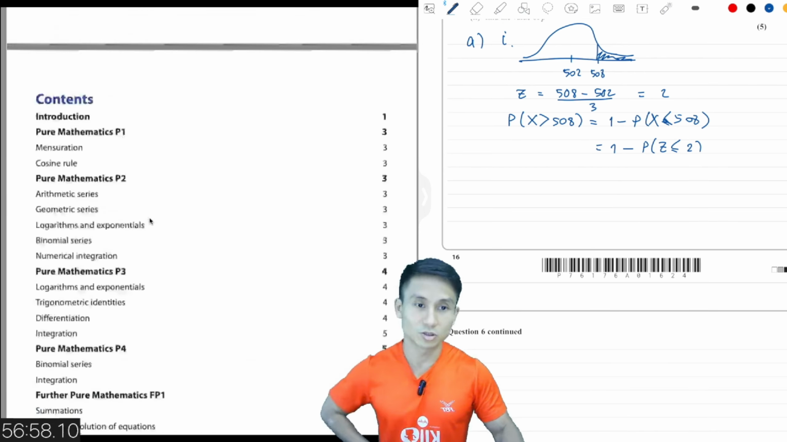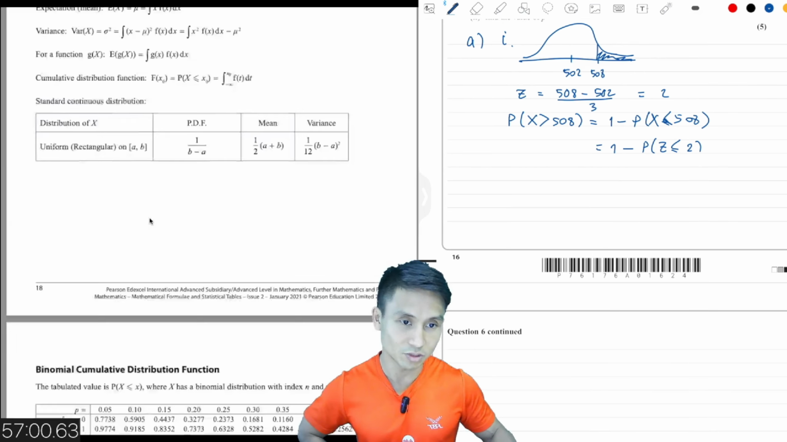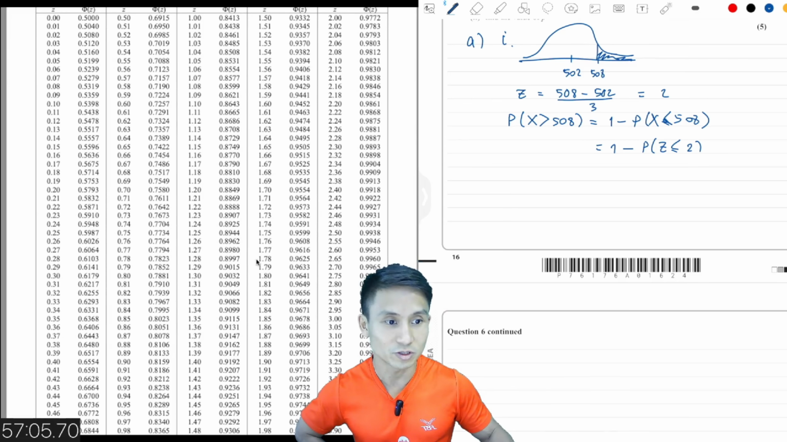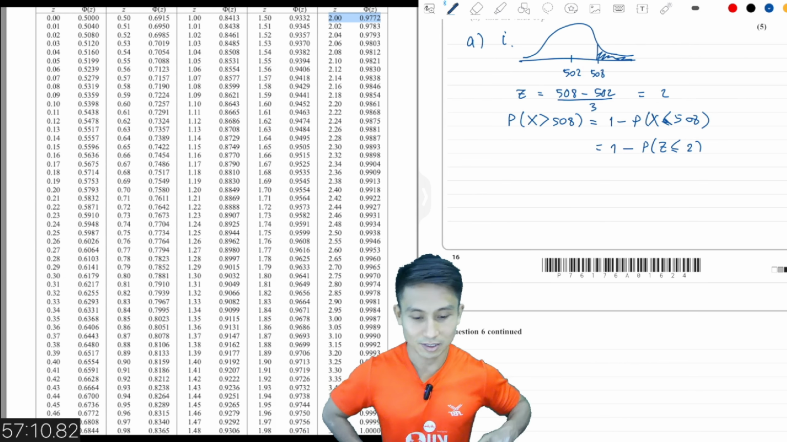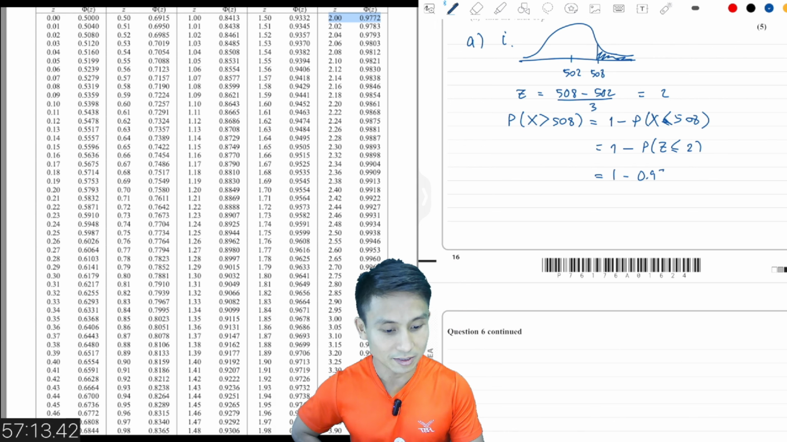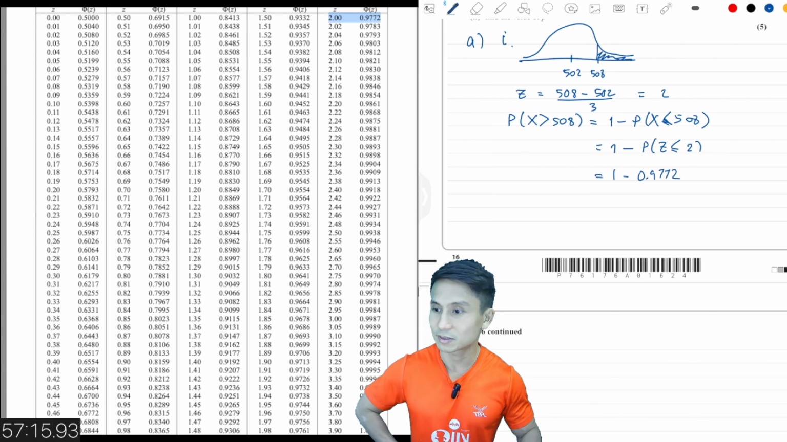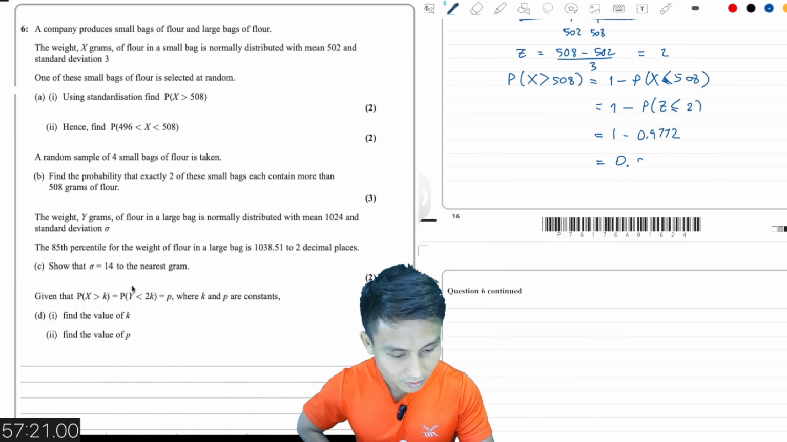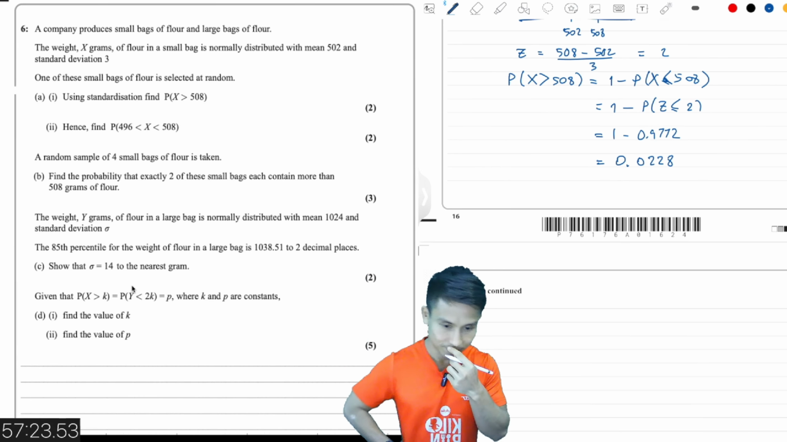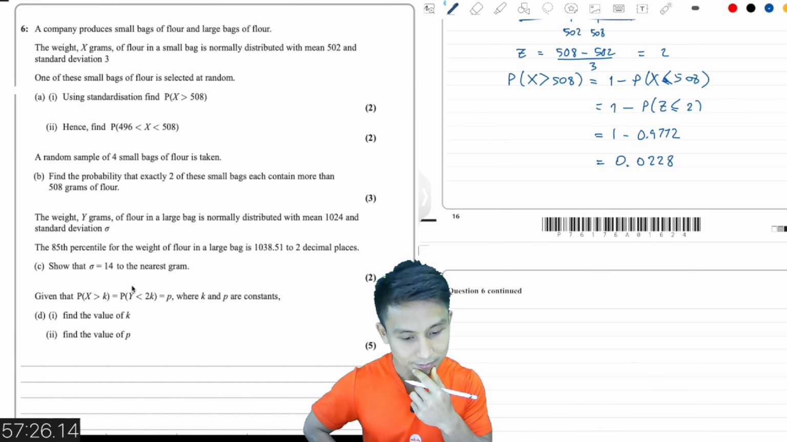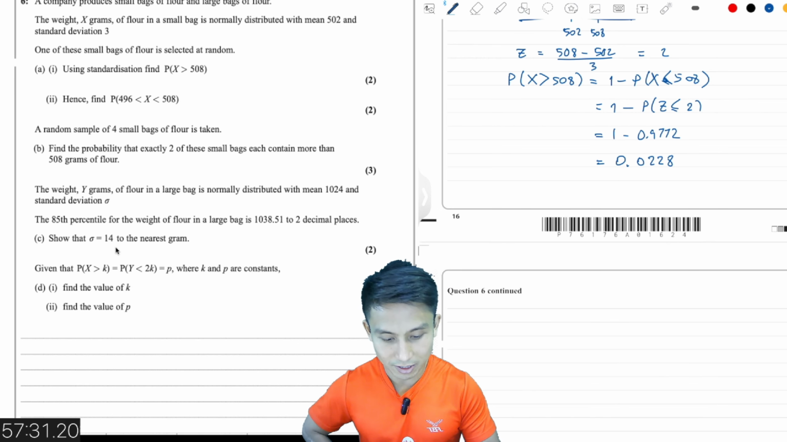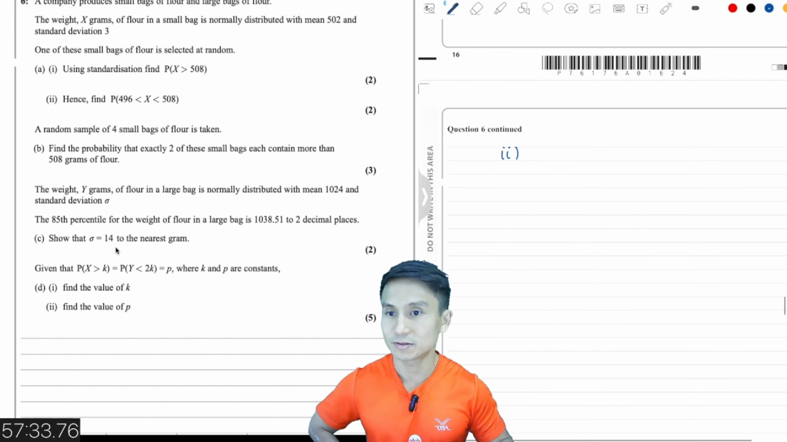Okay, here we go. So if we go to the normal distribution table, we're gonna look at when Z equals 2, which is this guy here. So that's the probability there. So we write 1 minus 0.9772. Okay, I'm gonna close the table. So that's just gonna be 0.0228, right? Yeah, the probability of that. And that is done for part II, hence find that.